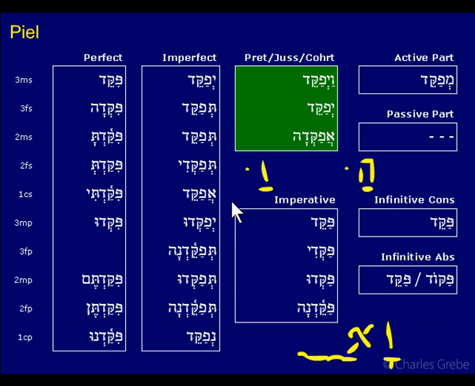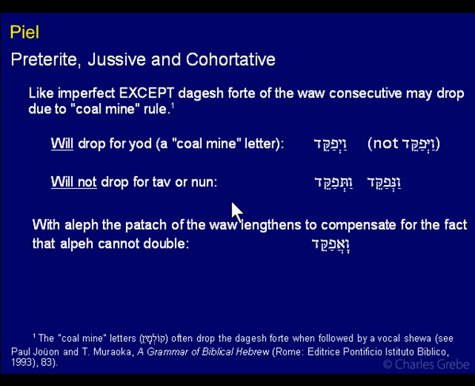Okay, in fact, if I look at my cal form, I think it happens there too. My table won't show me that because it doesn't show the vav consecutive in the 1CS form. But from what I remember, it does that there too. Okay, so that's what I say down here. With aleph, the patach of the vav lengthens to compensate for the fact that the aleph cannot double. So, right here.